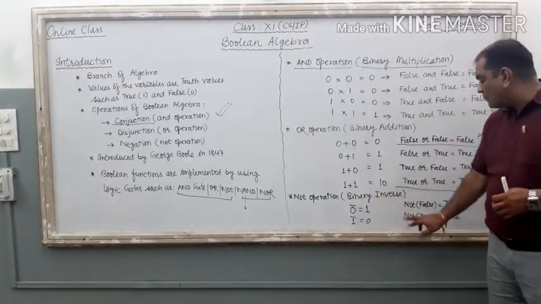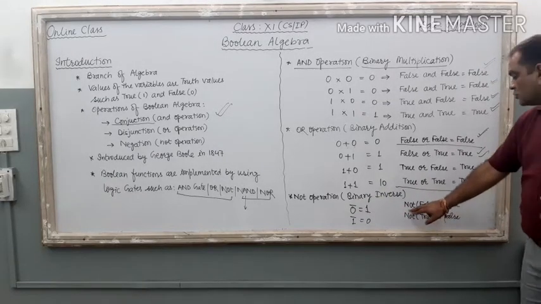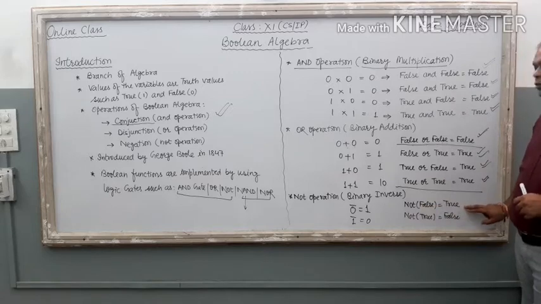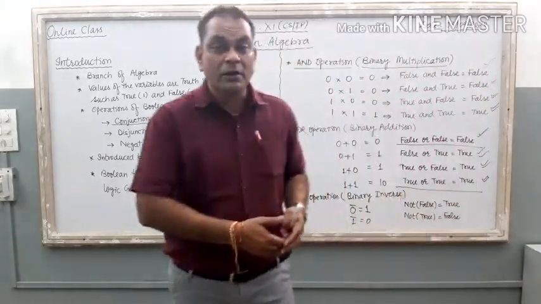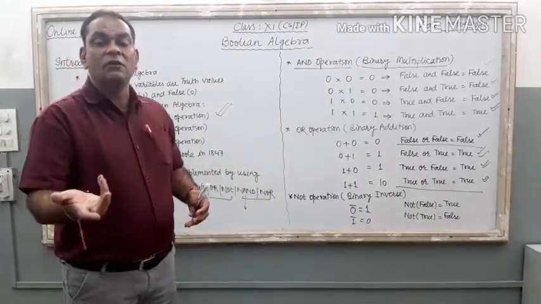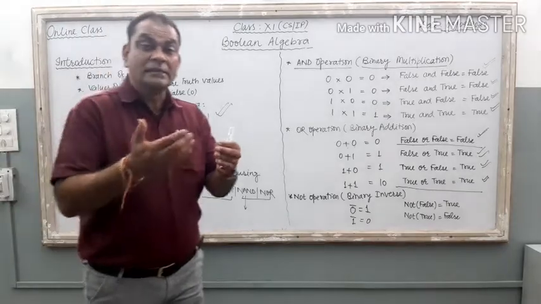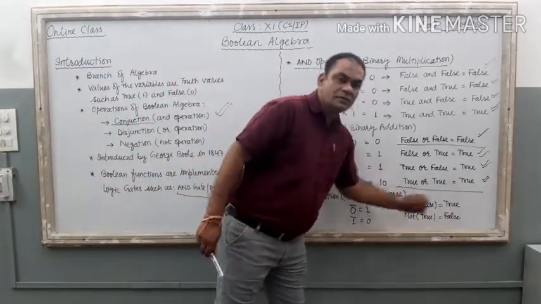Right? 0 bar means not false. 0 means false. Bar means not. So not false equal to true. In general language, in general life also, we use this particular expression. Not false means true. Not true means what? What is the result? If the particular thing is not true, what is the result? Not true means it is false.